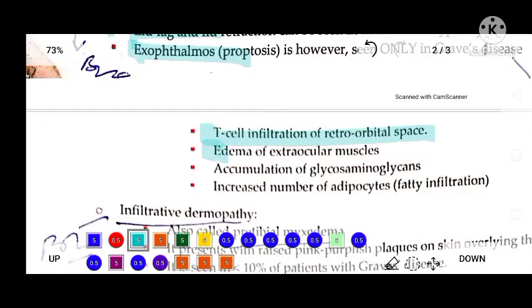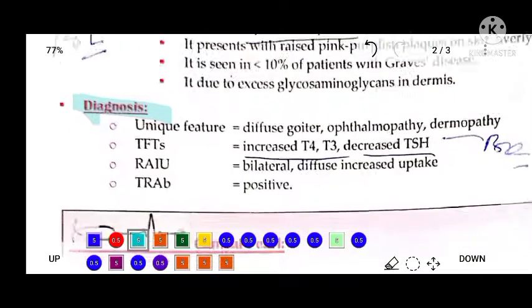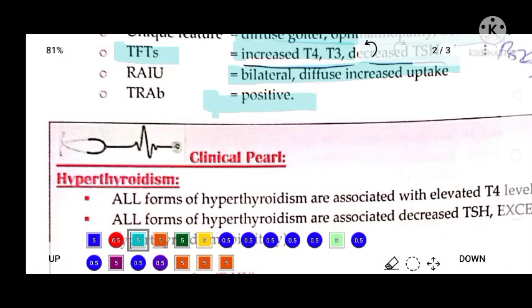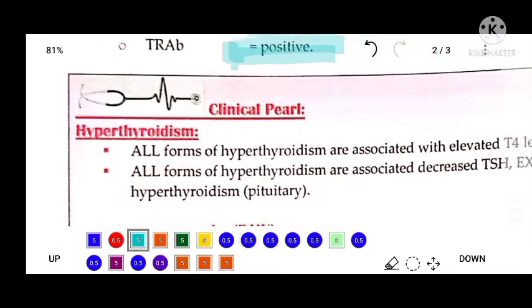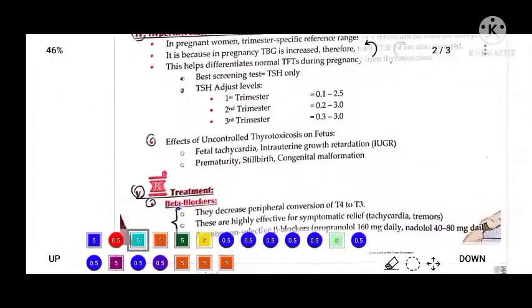T cell infiltrates will be retro-orbital, with edema, accumulation of glycosaminoglycans, increased number of adipocytes, and fatty infiltrates can be there. So for diagnosis, on the basis of tests, for diffuse thyroid we will look for ophthalmopathy and dermopathy. We will look at the T3 T4 level, TSH level will decrease, there is bilateral diffuse uptake, TRAb antibodies will be positive, and in this way we can diagnose hyperthyroidism.